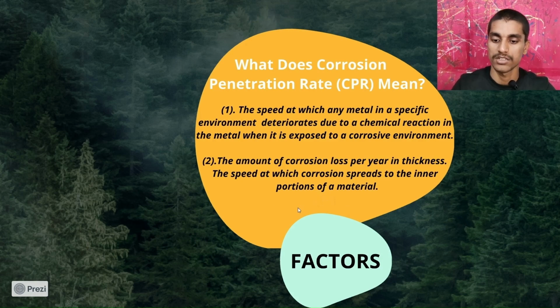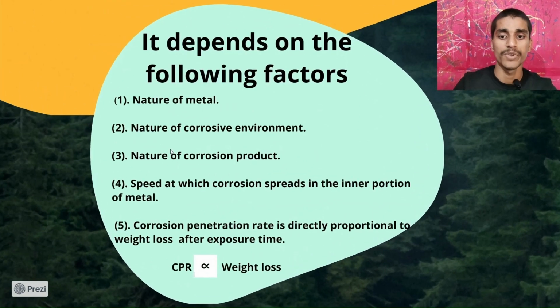Now, what are the factors of CPR? It depends on the following factors. The first one is the nature of the metal. The second is the nature of the corrosive environment. The third one is the nature of the corrosive product. The fourth one is the speed at which corrosion spreads into the inner portion of the metal. And the fifth one is that the corrosion penetration rate is directly proportional to the weight loss after exposure time.